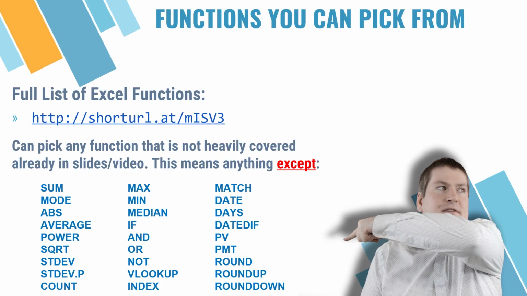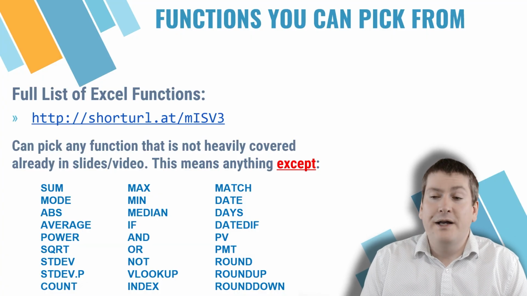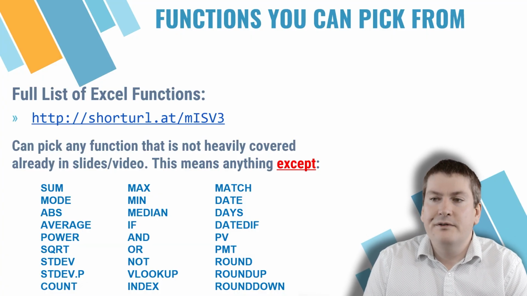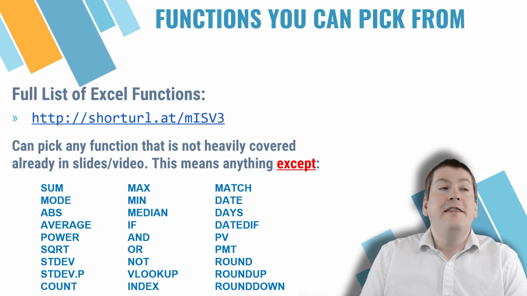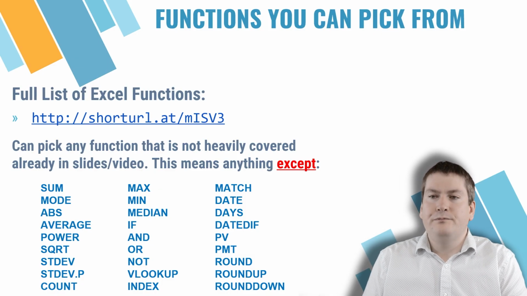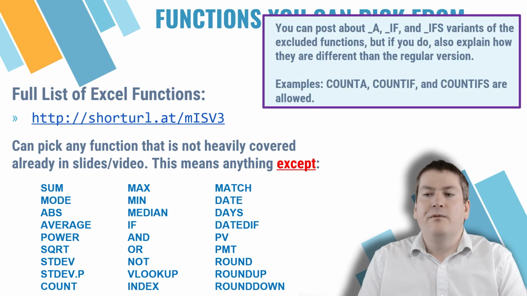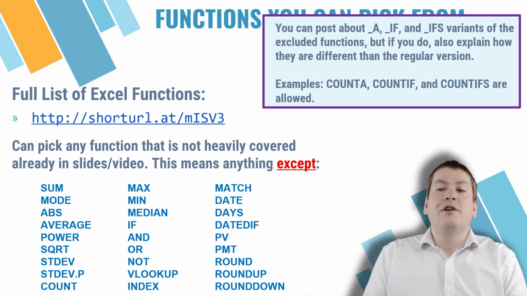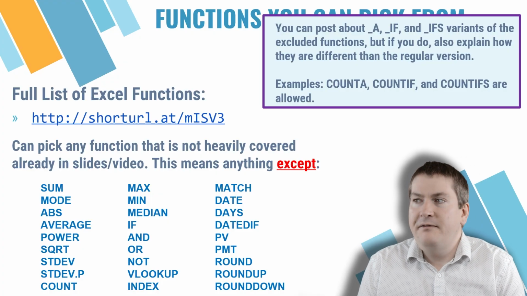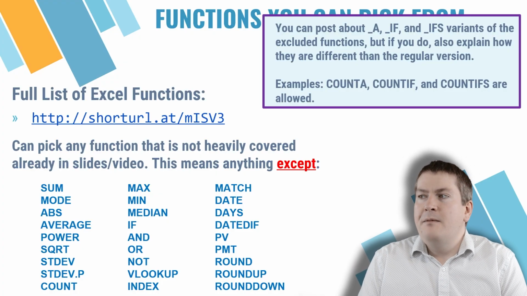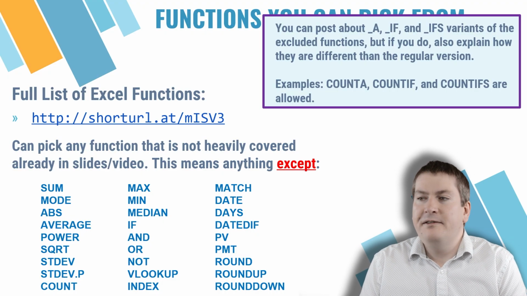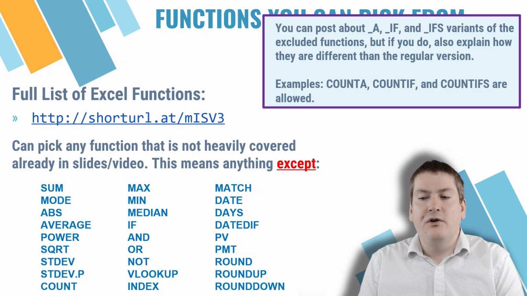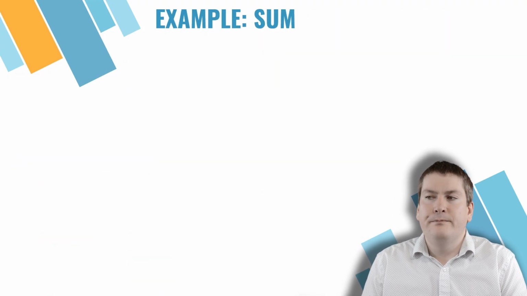For example, sum is listed over here. That means you cannot pick sum, because we already covered that well in the videos. So look in that list of Excel functions, find one that's not listed here, and then you can write a forum post about it. You can post about the variations of these functions. For example, you could use sum A, sum if, sum ifs. That's all completely fine. But if you do, also explain how they're different than the regular versions. Another example would be things like count A, count if, count ifs. Those are all allowed because they're not listed over here, even though count is.